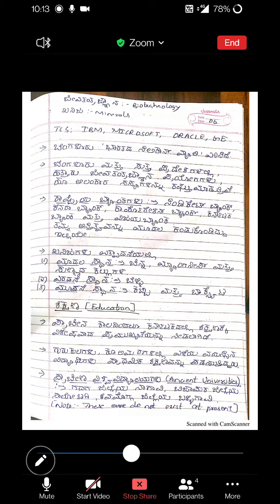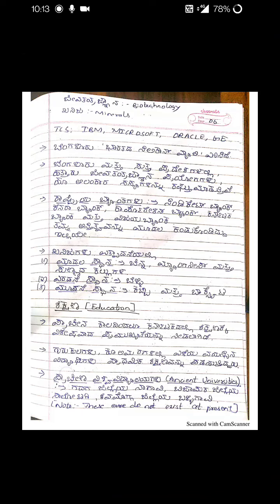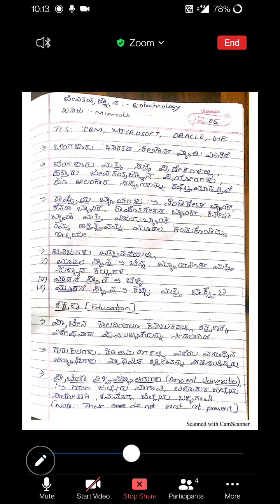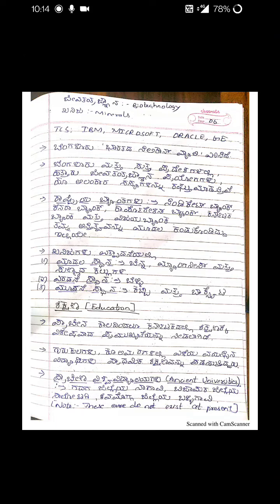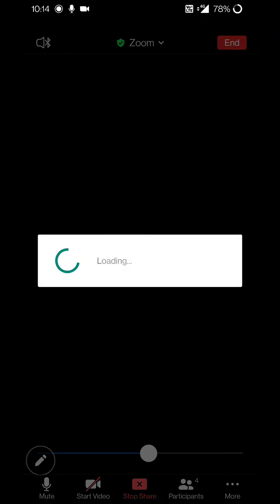The ancient universities that were there in Karnataka were Nagavi in Gadag district, Salotgi in Bijapur district, and Balligavi in Shivamogga district. These are the 3 most ancient universities of Karnataka, but now they are destroyed. They don't exist at present.